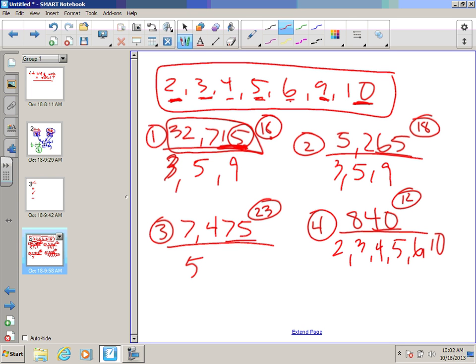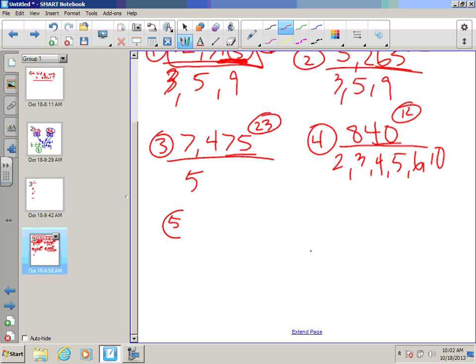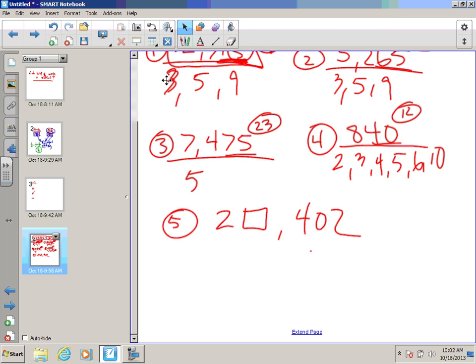Number 5, find the digits between 0 and 9 that make it divisible by 3. So 2, and then there's this box. So 20-something thousand, 402. We need to figure out what's going to make it divisible by 3. We have to add up what we have so far. 2 and 4 is 6, plus another 2 is 8. 8 isn't divisible by 3, but 9 is. So if I go one more, that gives me 9. Therefore, it's divisible by 3.